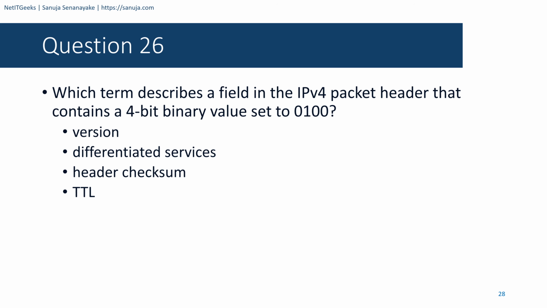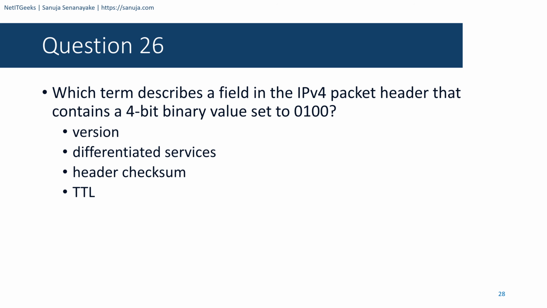It could be the version, it could be differentiated services, it could be the header checksum, or it could be TTL, which stands for time to live. What is time to live? It tells what happens to a packet if that packet cannot reach the destination, so that the packet doesn't stay on the network forever. It has a TTL timer, so the packet will eventually die and won't clog up your network. So that's what time to live, or TTL, stands for.